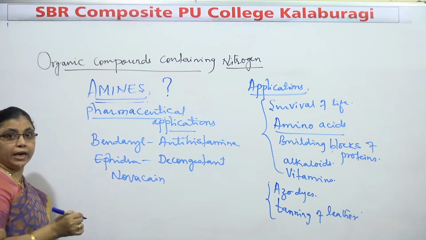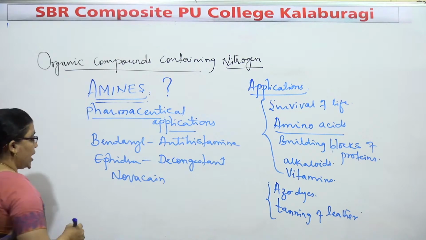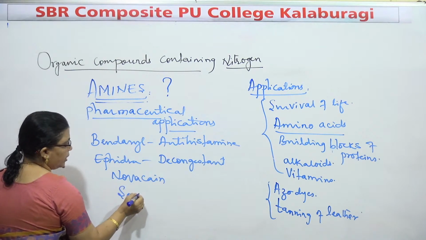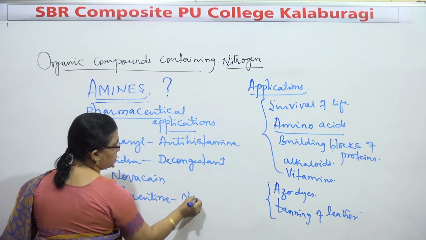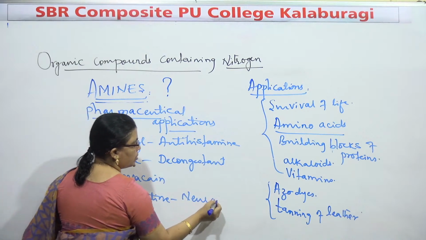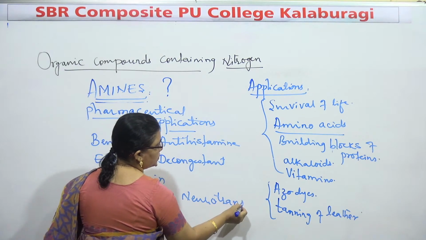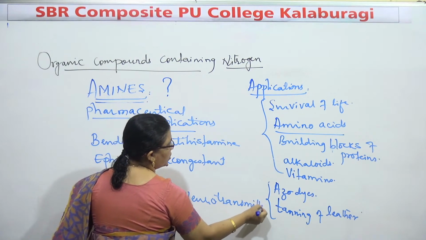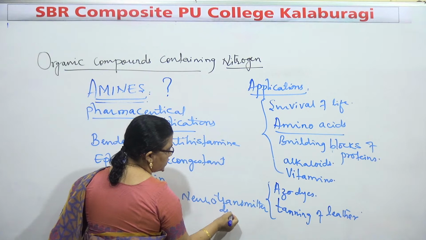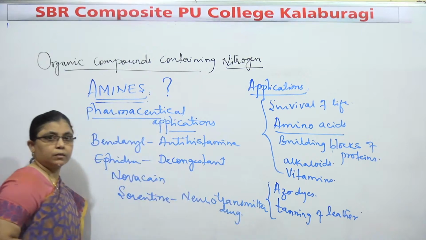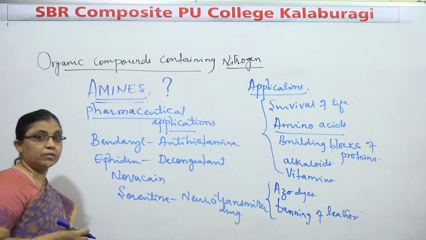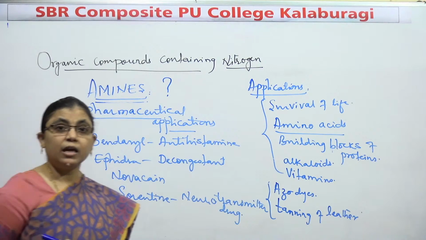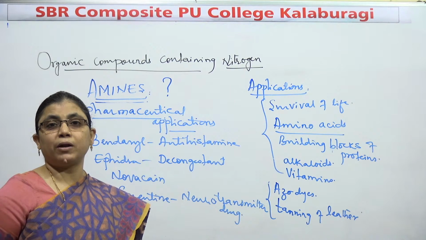Okay, Novocaine. Even they are used as serotonin, as a what, children, tell me? Neurotransmitter drug. So we have one more drug, like adrenaline and ephedrine, which is used to increase the blood pressure.